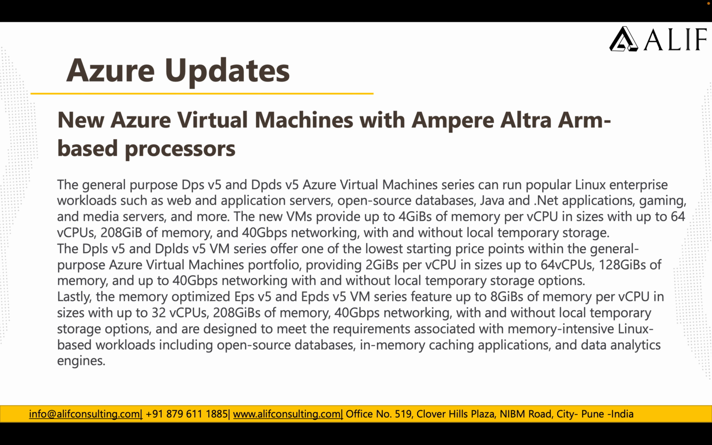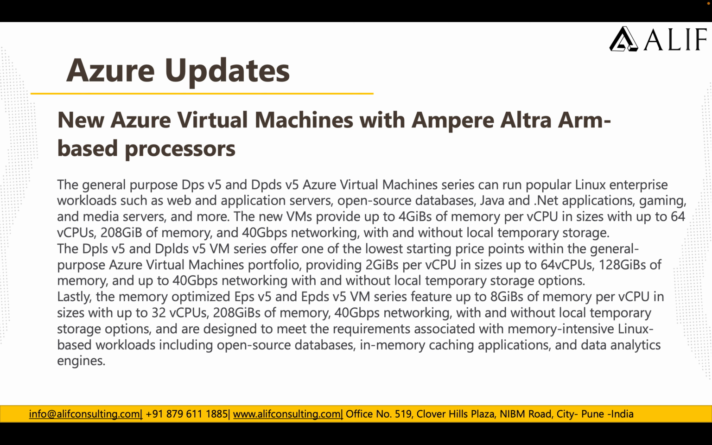There are three different types of series. For general purpose, we have DPS v5 or DPDS v5. The difference between these two is that DPS only supports the standard storage account, but DPDS supports premium storage as well. The other one is DPLS v5 and DPLDS v5. Both of them have the same kind of distinction: one is supported with standard storage, and the other is supported with premium storage.